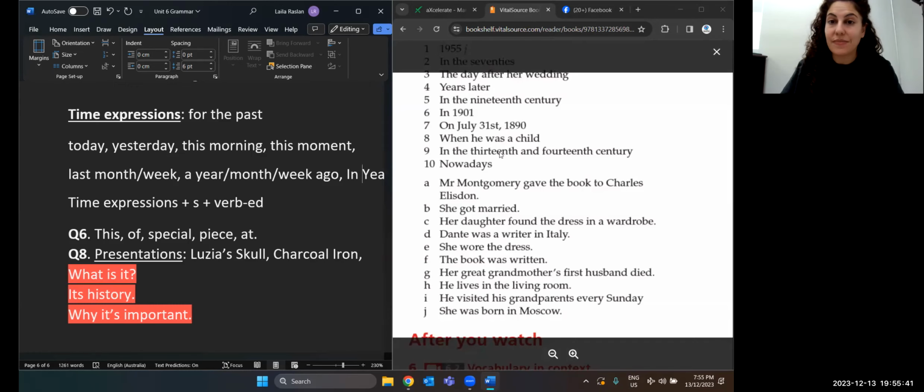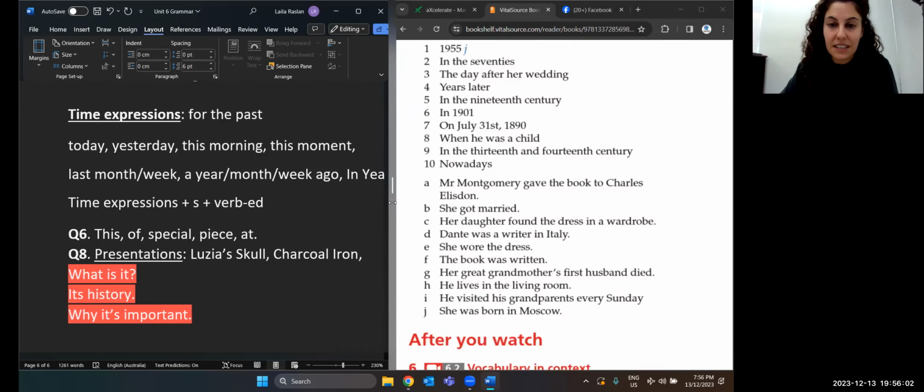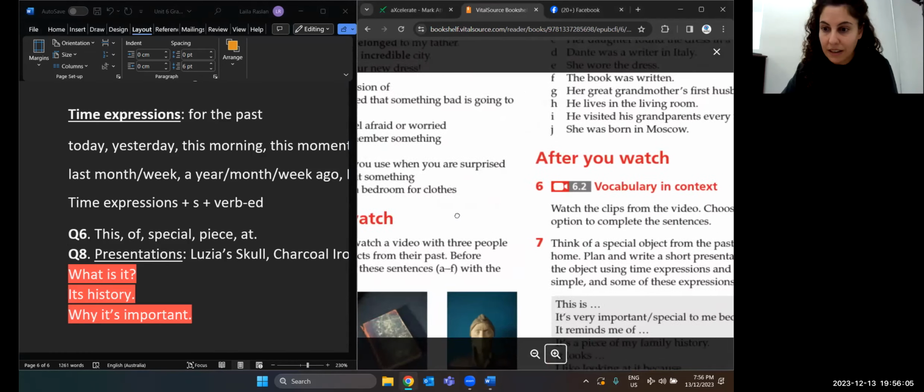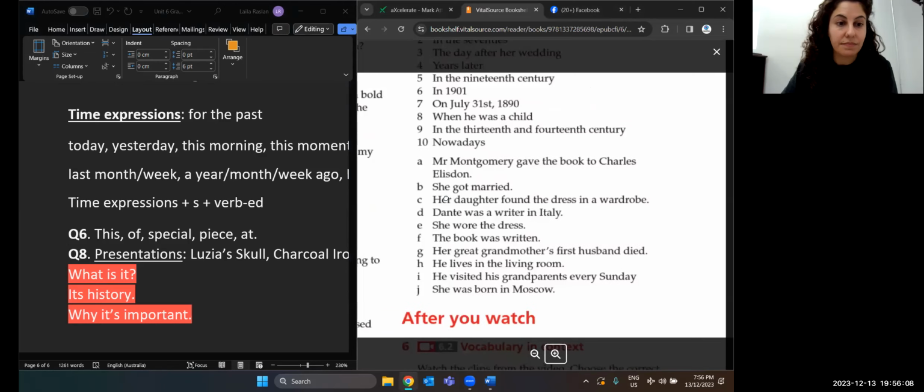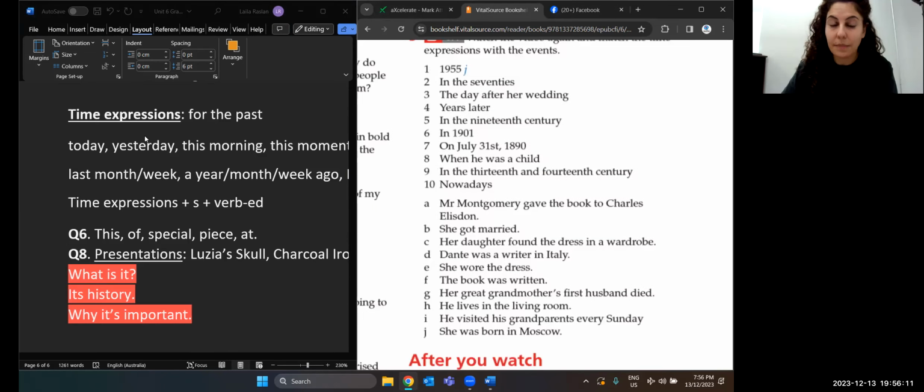In the 70s, so remember we looked at these years, in the 70s means a 10-year period. It means from 1970 to 1979. It's different to a century. In the 70s, what does that sentence go with? In the 70s, she got married. Yeah, I think she's talking about the dress, about her grandma or her mum's dress.